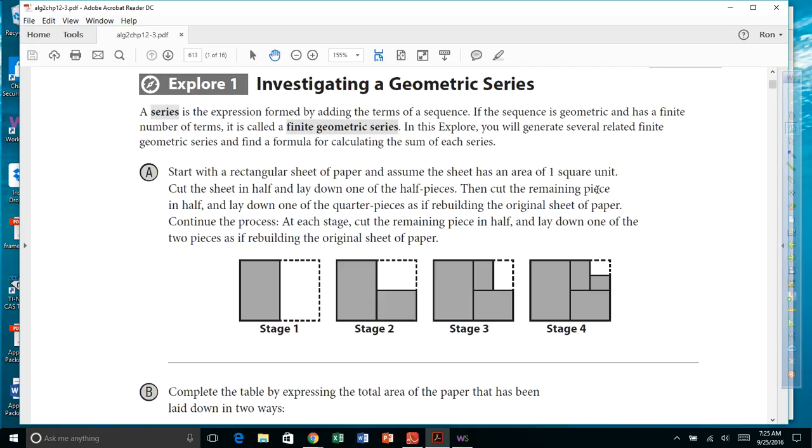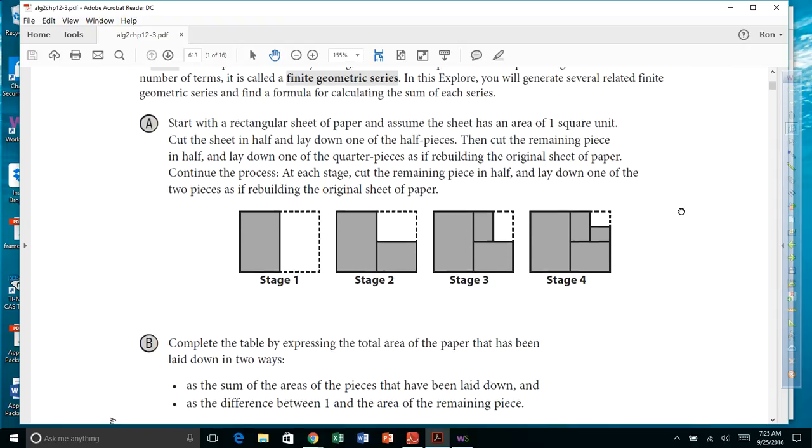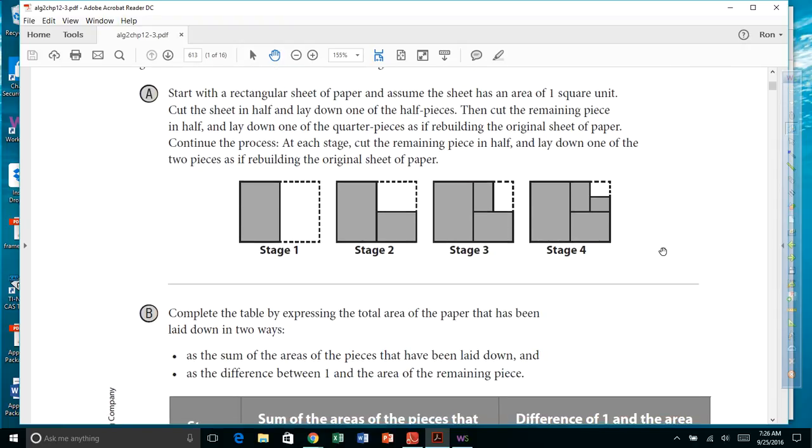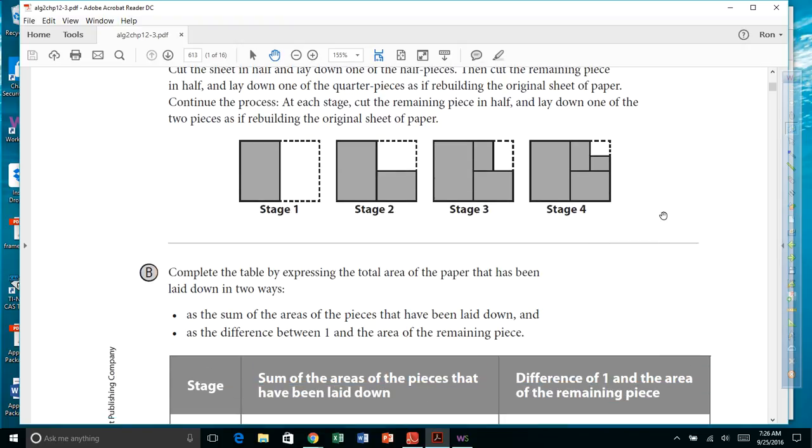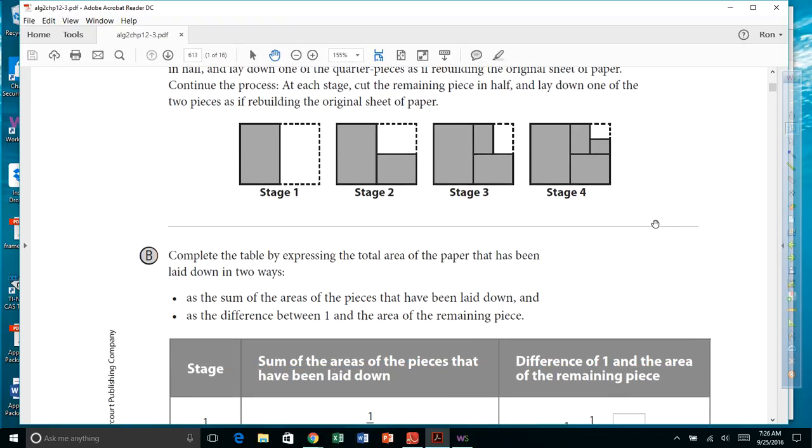We're going to start with a rectangular sheet of paper and assume that it has an area of 1 square unit. Cut the sheet in half and lay down one of the half pieces. Then cut the remaining sheet in half and lay down one of the quarter pieces, as if rebuilding the original sheet of paper. Continue the process. At each stage, cut the remaining piece in half and lay down one of the two pieces as if rebuilding the original sheet.